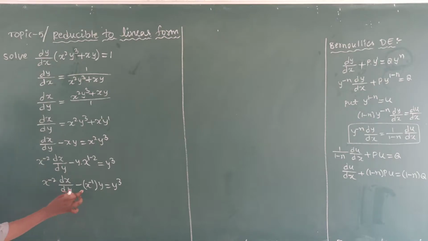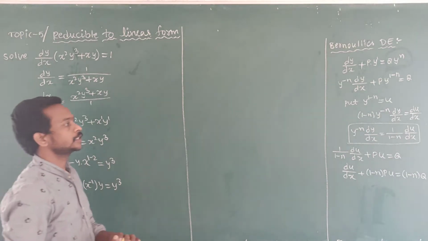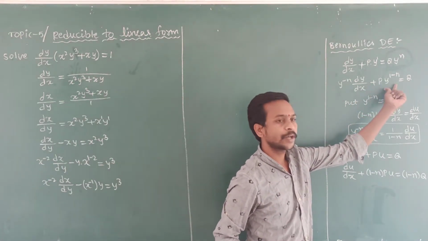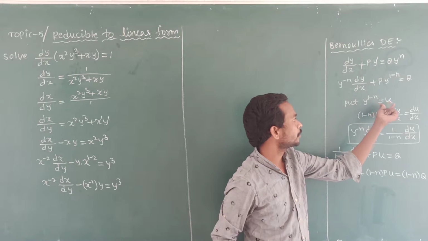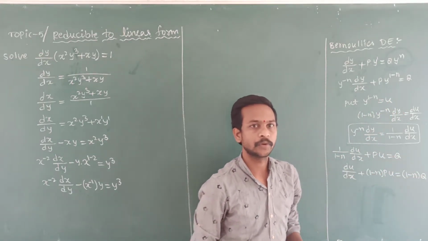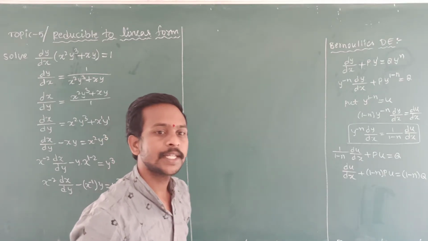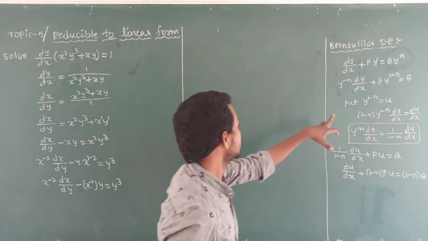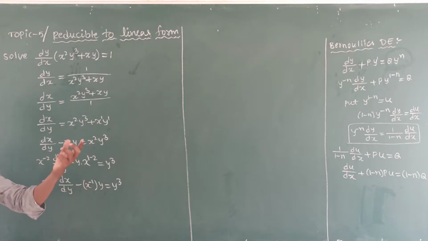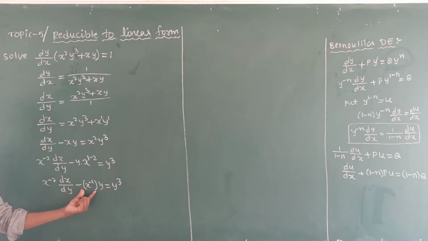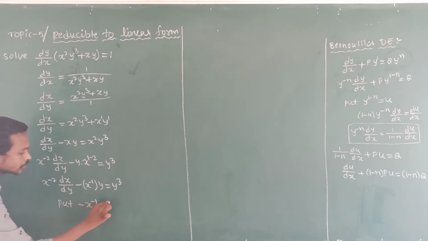Here we have to take the substitution. For the p multiple, here it is y power of 1 minus n, and that y power of 1 minus n we take as u. So in place of p here is y, and in place of the coefficient we have minus x power of minus 1. Now we put minus x power of minus 1 equal to some constant.